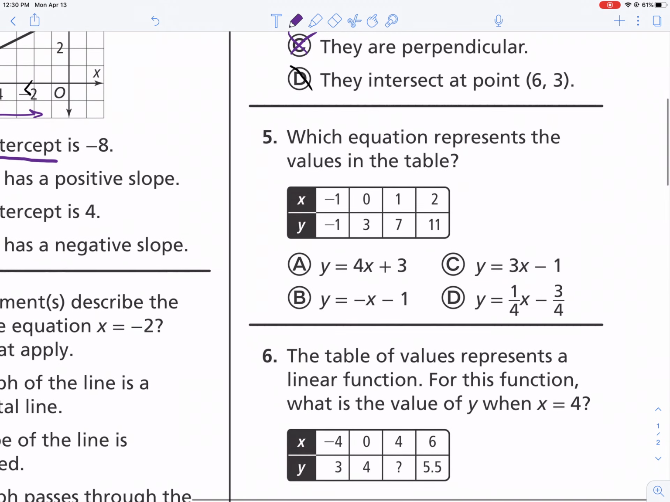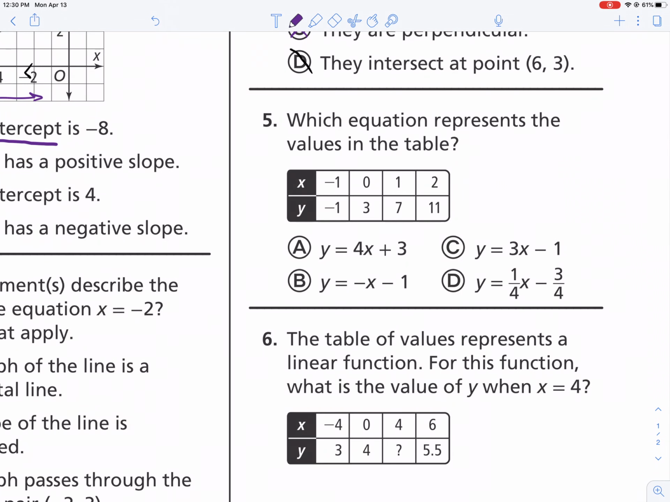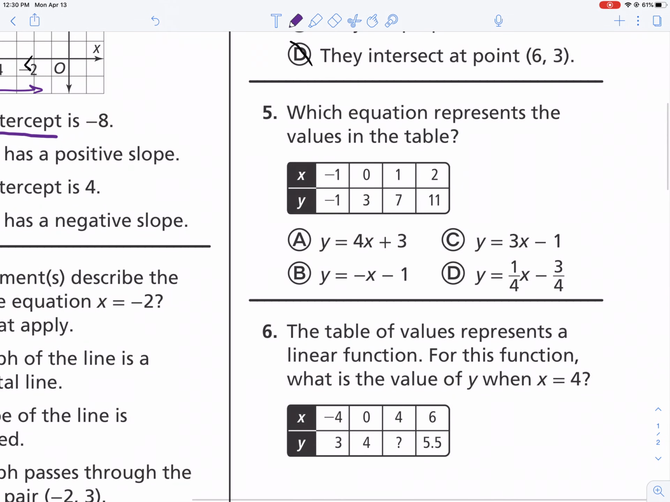Okay, number 5, which equation represents the values in the table? So we need to look at our x values first and see if they go up by 1. This one goes up by 1, this one goes up by 1, this one goes up by 1. Okay, so we could see that the slope is consistent. From negative 1 to 3, we see that it's increasing.